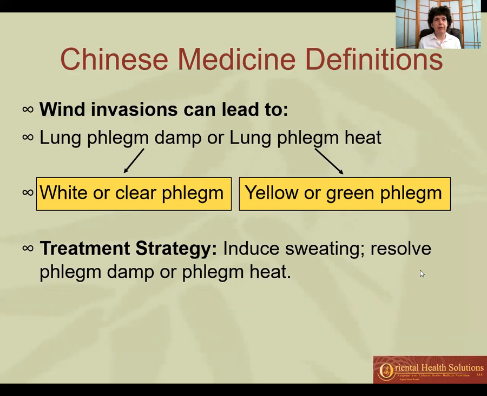And in a phlegm damp pattern, we would see white or clear phlegm that is either easy or difficult to expectorate, whereas in a lung phlegm heat pattern, we will see more yellow or green, or if the heat is severe, we might even see blood-tinged phlegm. And the treatment strategy, again, if there is still wind present, we want to induce the sweating. And obviously for the phlegm damp and the phlegm heat, we want to use herbs that will resolve those patterns specifically. And those herbs are different for each manifestation.